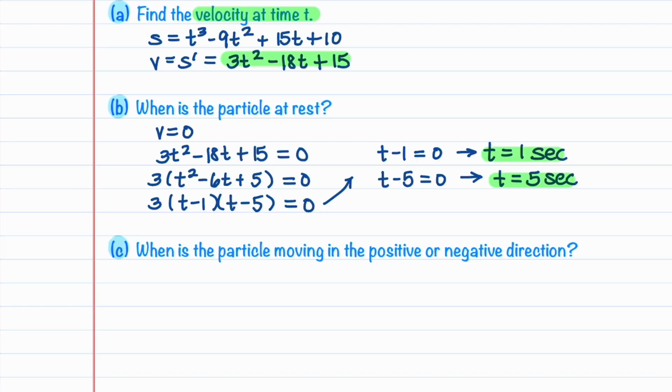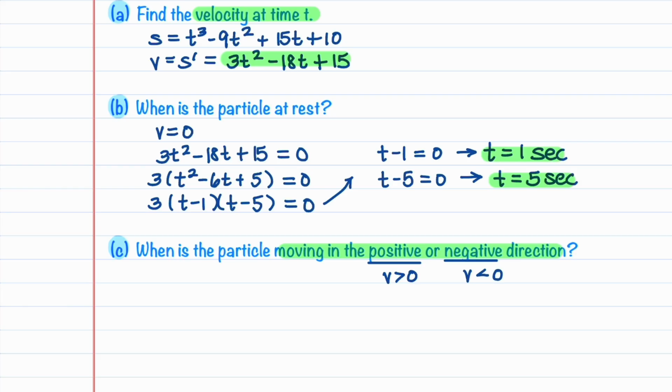Let's now look at part C. We want to find when the particle is moving in the positive or negative direction. A particle is moving in the positive direction when its velocity is greater than 0, and it's moving in the negative direction when its velocity is less than 0.